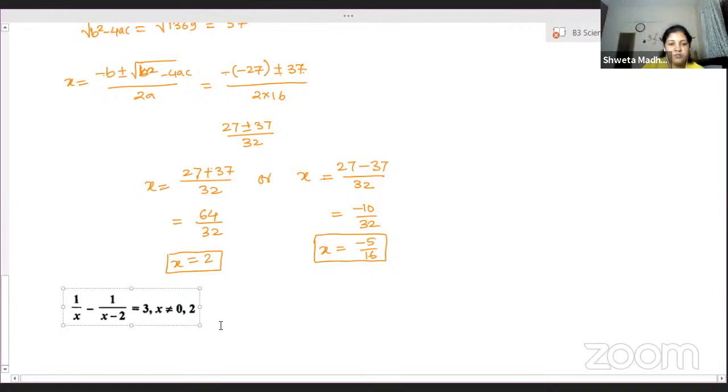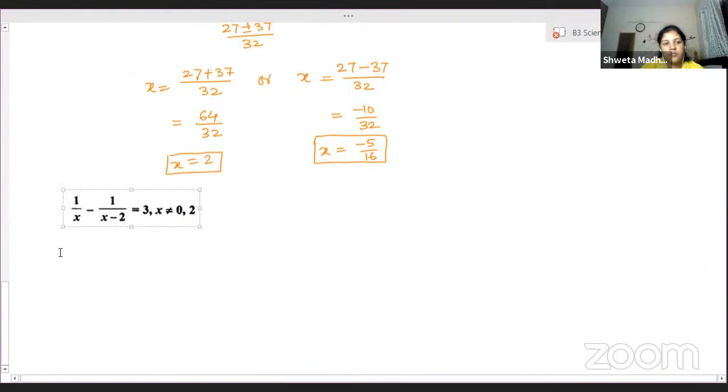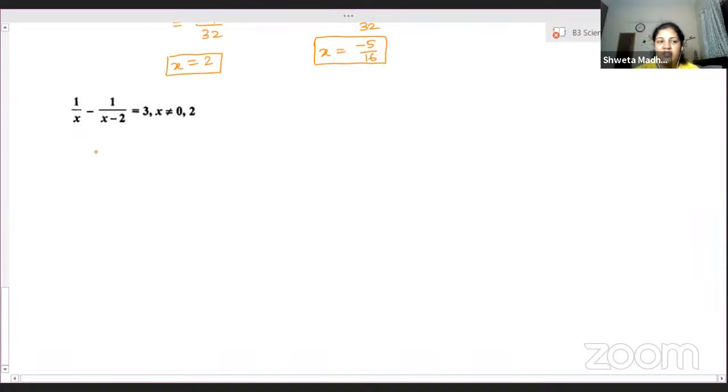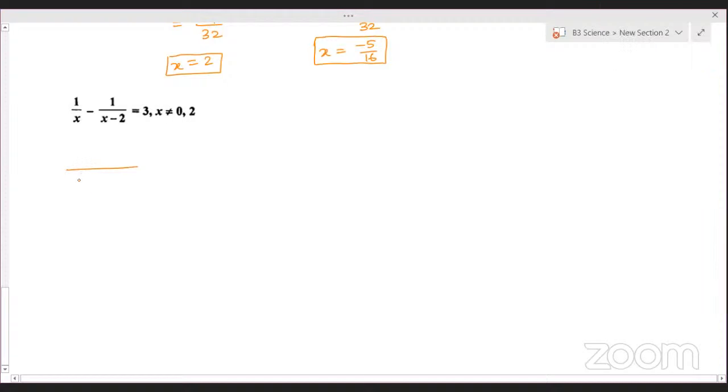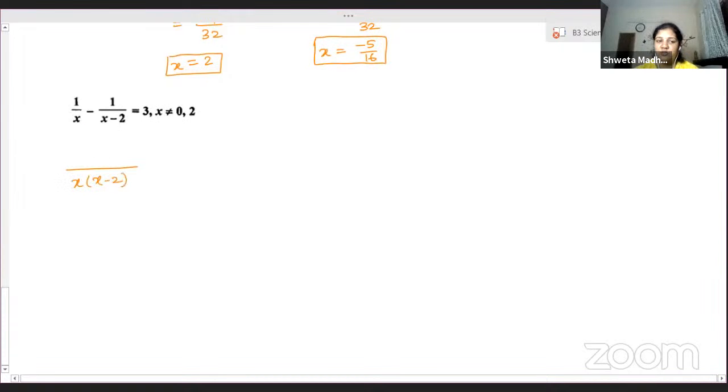Now in this question, 1 by x minus 1 by x minus 2 equal to 3. So in this question, first simplify. For simplification, what is the LCM? x square minus 2x, that is x into x minus 2, the product of these two, because nothing is common. So x into x minus 2 is the LCM. Here you have to multiply the first fraction with x minus 2, and the second fraction with x.